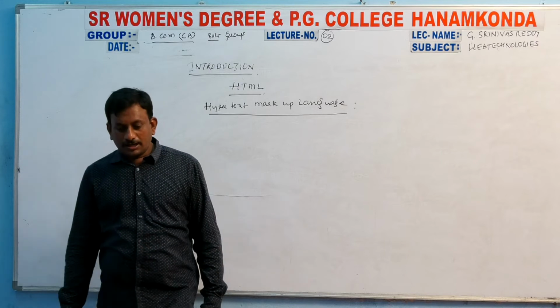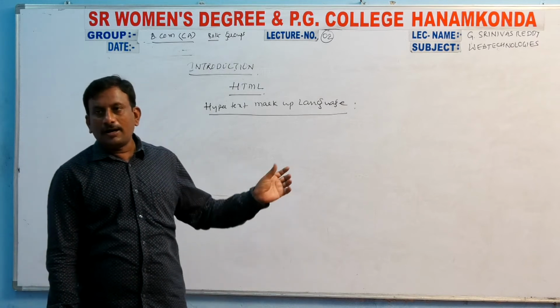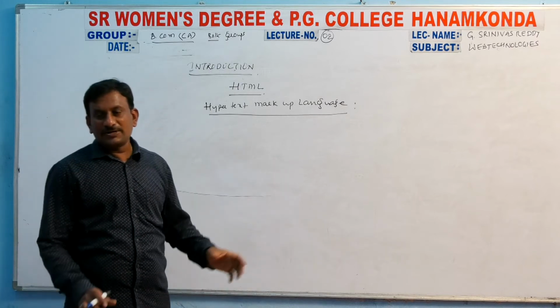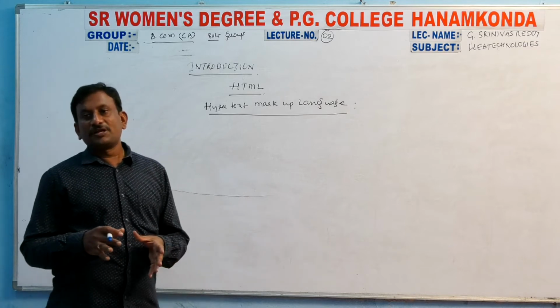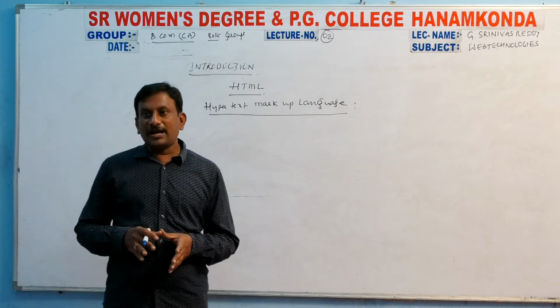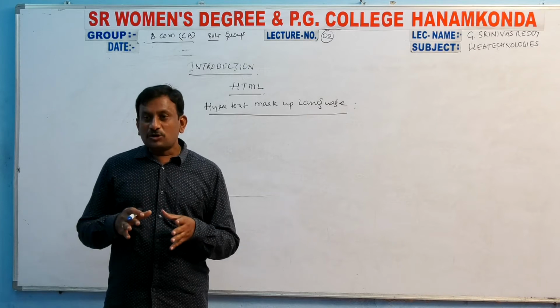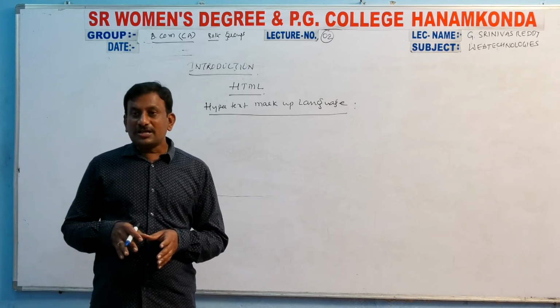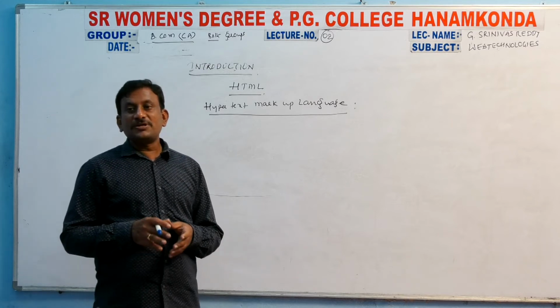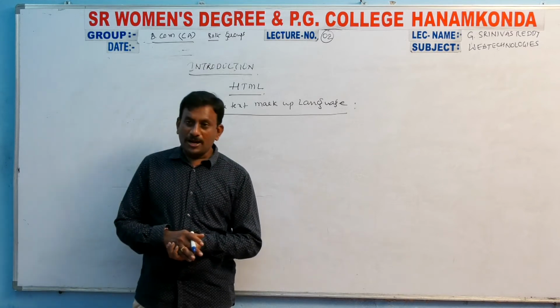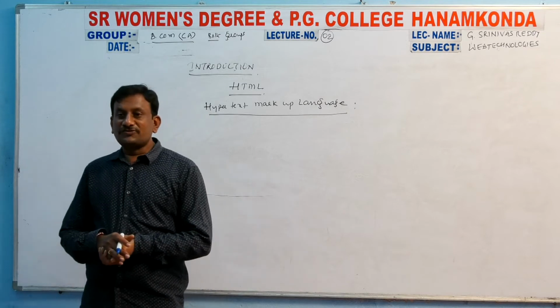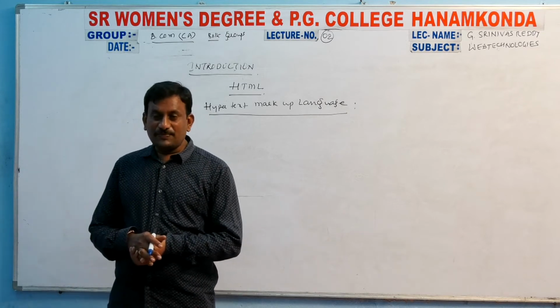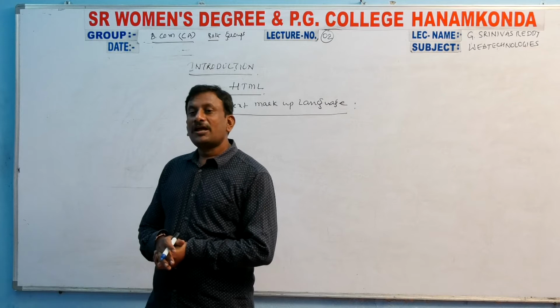Here, hyper means linking, establishing links between web pages, and markup means a text document containing tag language. That is known as HTML. HTML stands for hypertext markup language. It's mainly used for designing and creating web pages. That is the purpose of using HTML.